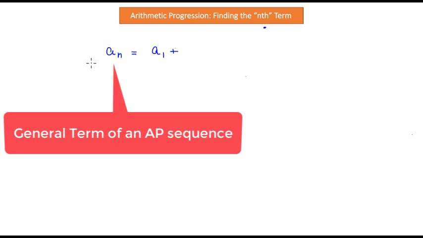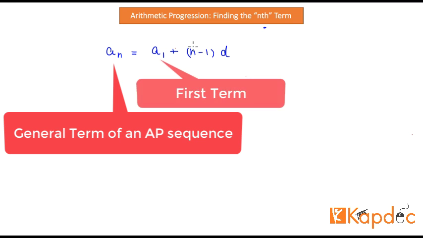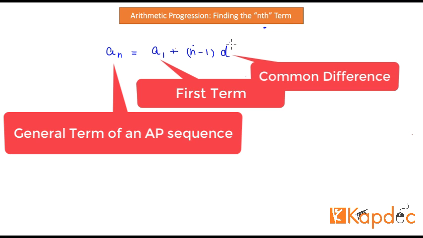Let us continue our discussion on finding the nth term in an arithmetic progression sequence, or in short, an AP sequence. We have learned in the past that a general representation of the nth term in an AP sequence is an is equal to a1 plus n minus 1 times d, where a1 is the first term, n is the nth term we are looking for, and d is the common difference between two successive terms. It's a very straightforward, simple formula.